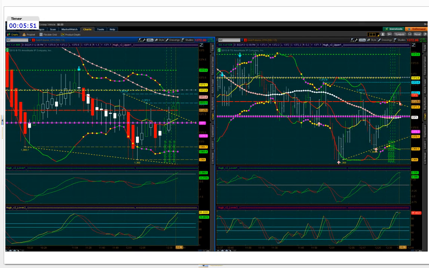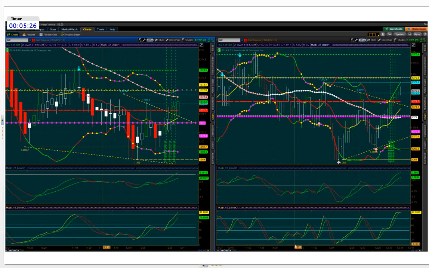I'll put it at actually 1371.60. That's 4 ticks down. So actually kind of a one-to-one. I'll use a one-to-one a lot of times on day trading.